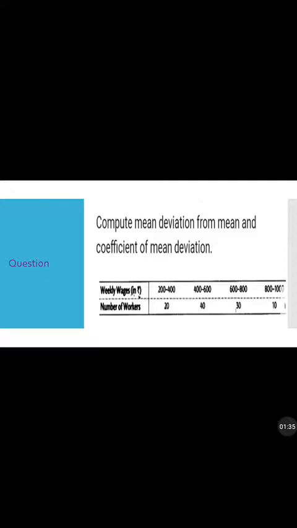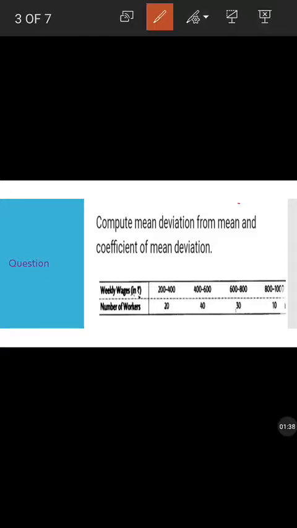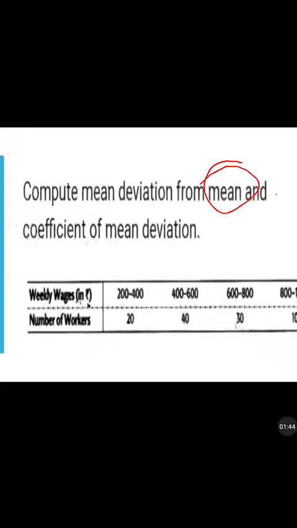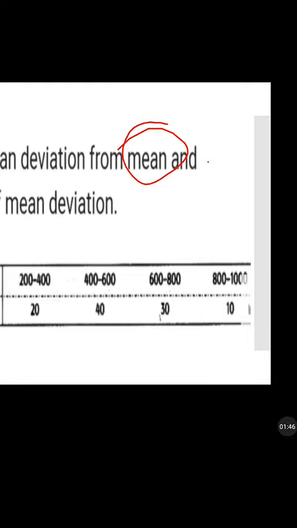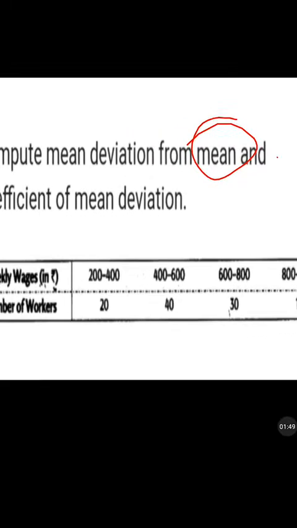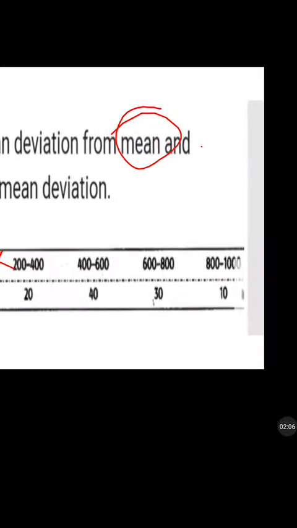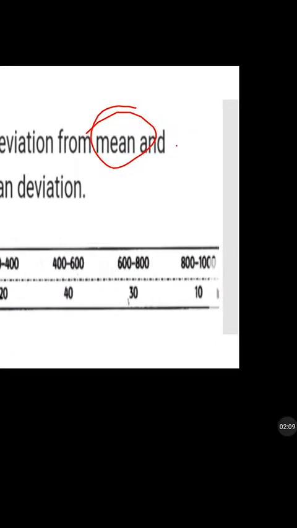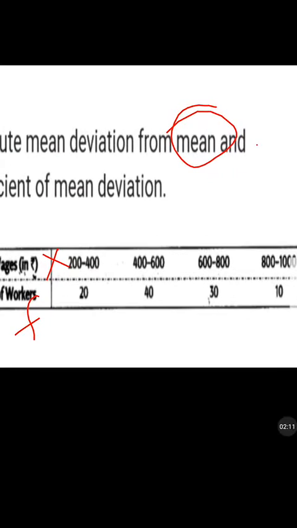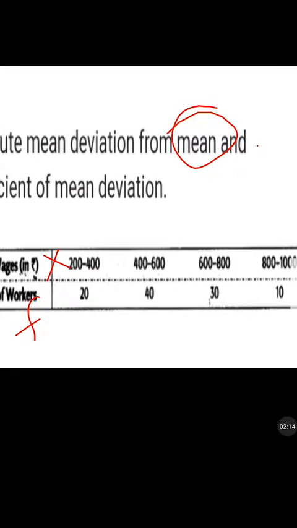So we are going to calculate mean deviation from mean. Okay. The question is, the first one is 200 to 400, then 400 to 600, 600 to 800, 800 to 1000. F values, number of workers is what? Number of workers means it is F, and this is X. So X is 200 to 400, it starts from that, and number of workers is 20, 40, 30, 10. Shall I repeat it once again? It is 20, 40, 30, 10.